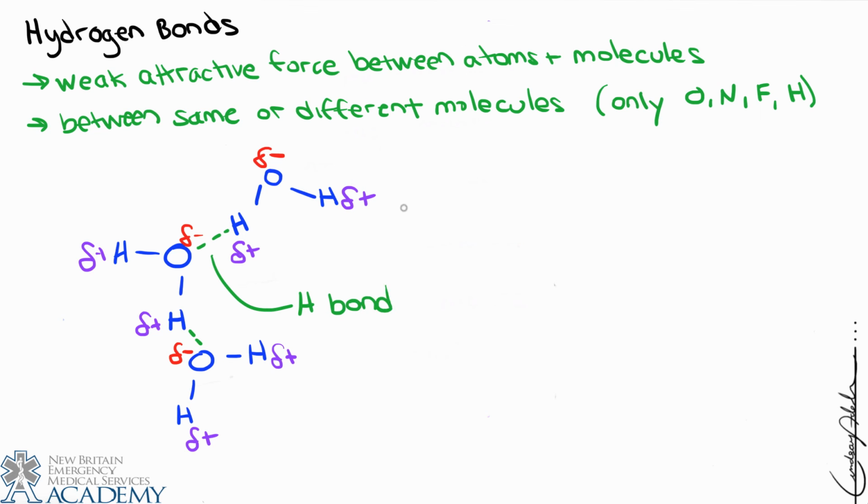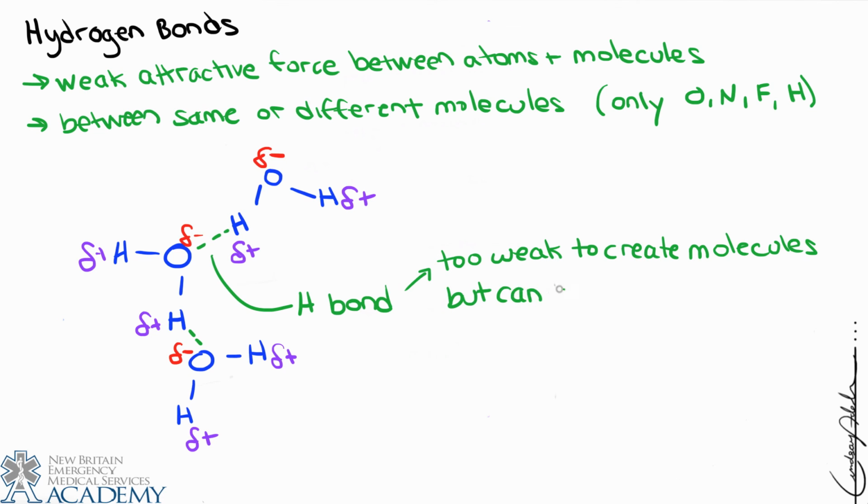The attractive force of a partial positive and a partial negative is not as strong as a full positive and a full negative, but it is strong enough for those molecules to want to associate on purpose. So these bonds can't create molecules. They're not strong enough to actually create molecules, but they can change the shape of certain molecules. Right now we'll talk about surface tension as a primary example.